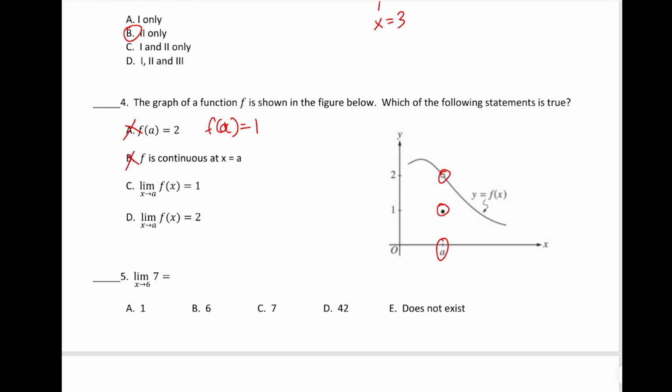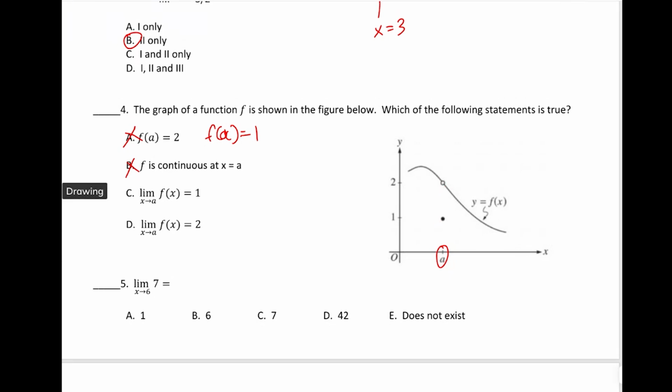C and D are talking about the limit as x approaches a. So you want to imagine that we are following this function from the left and from the right. And notice how both of these arrows are pointing to the same y value. That means that our limit is going to exist here, and it's going to equal 2. So it's not going to be 1, it'll be 2, and our answer is D.